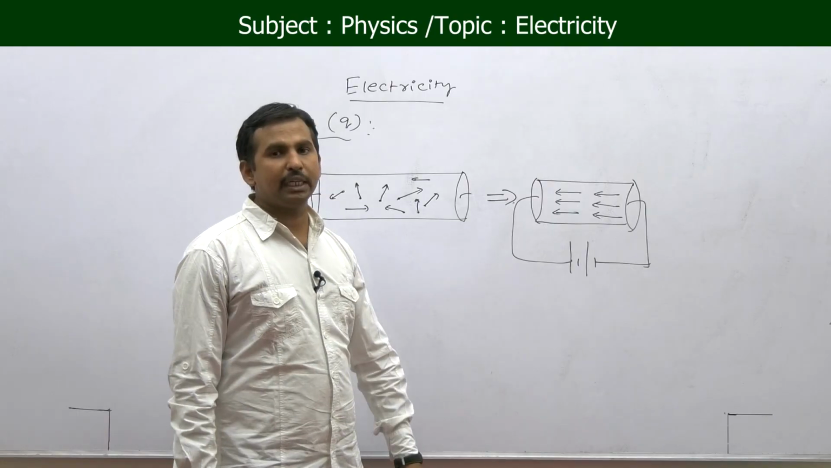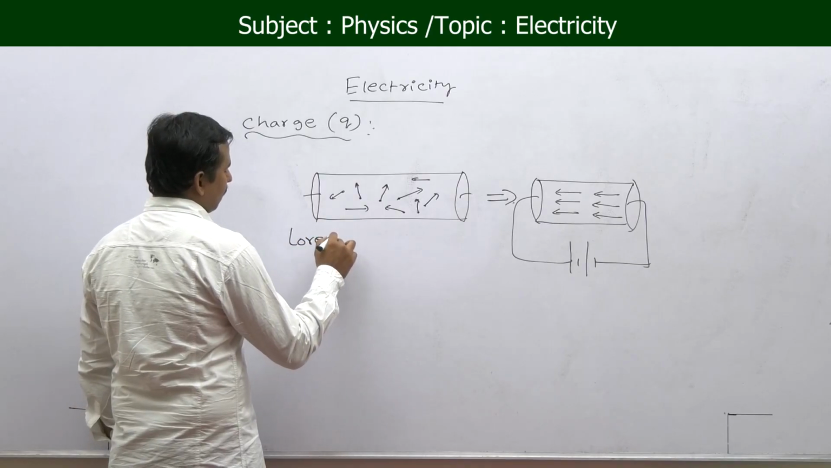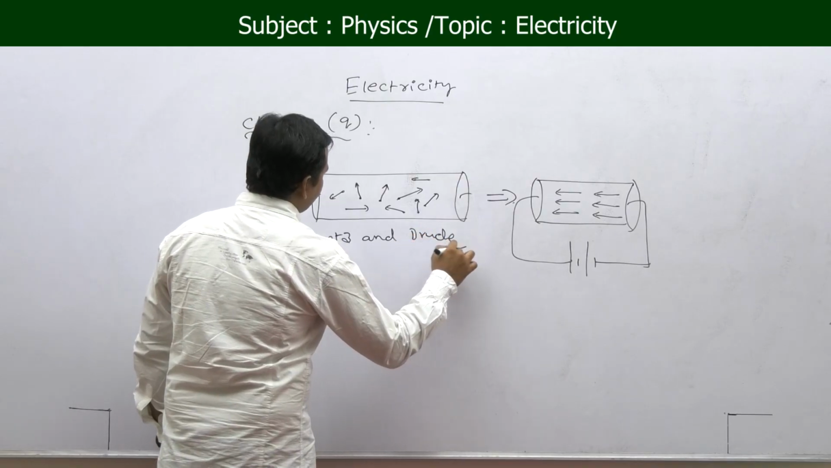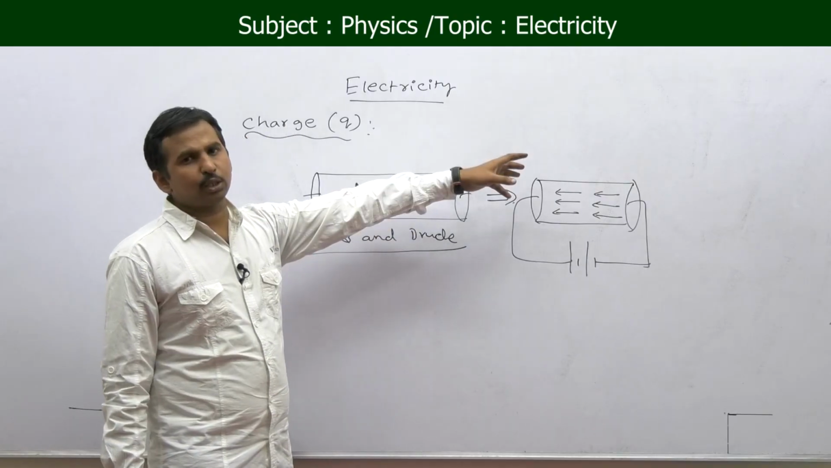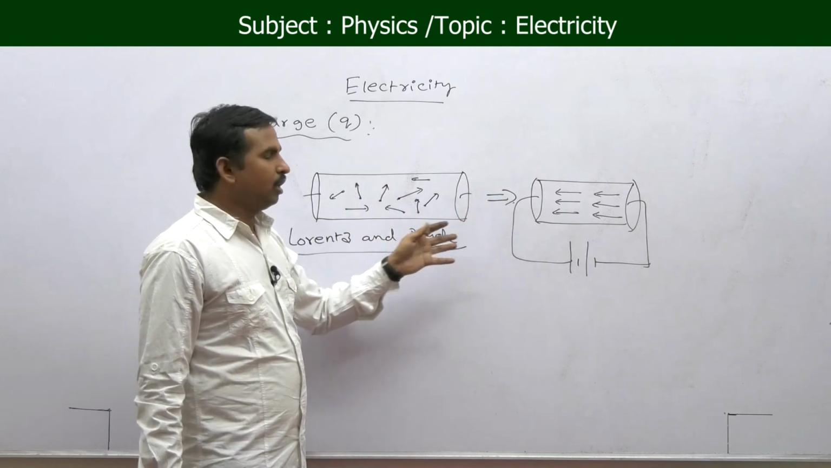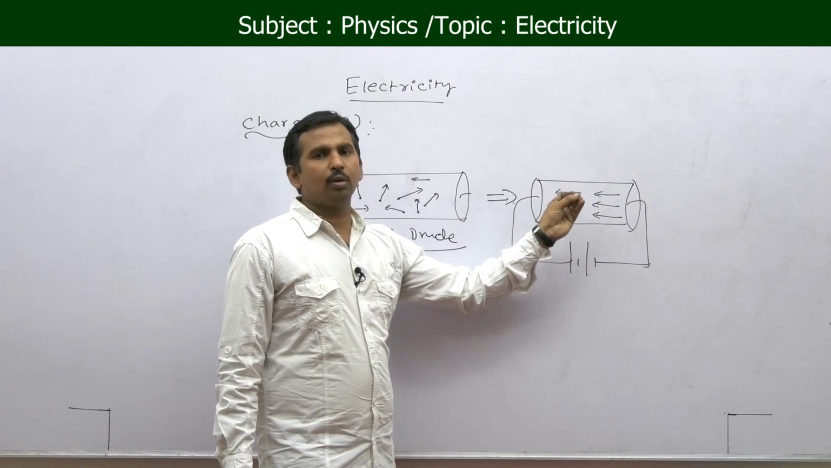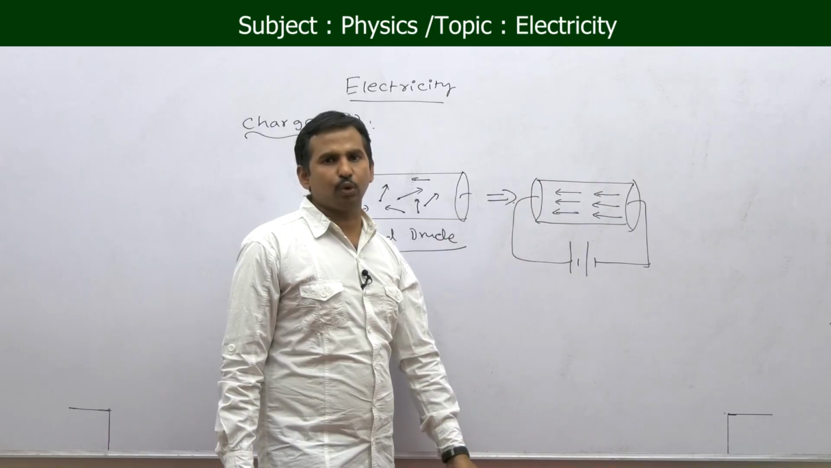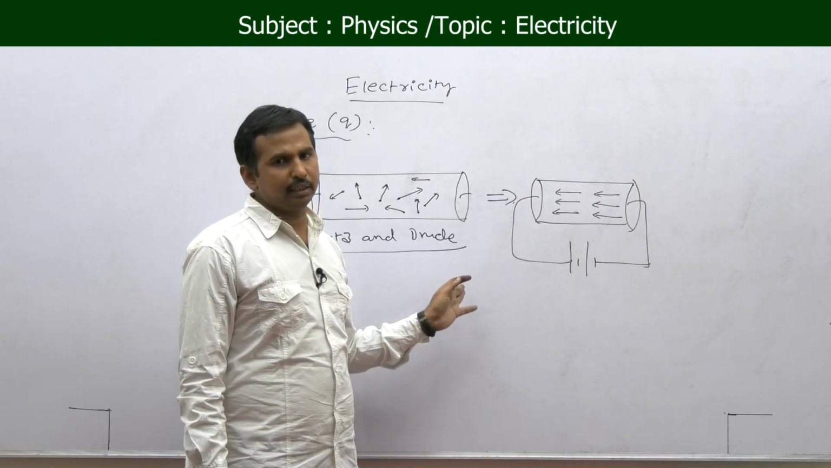This is given by Lorentz and Drude theory. Who gave that? Lorentz and Drude, two scientists. So whenever no battery is connected, the charges are in random motion, but once connected to a battery, the charges move in one particular direction. As they go in one direction, we have a rate of flow of charge, and that rate of flow of charge we call electric current.